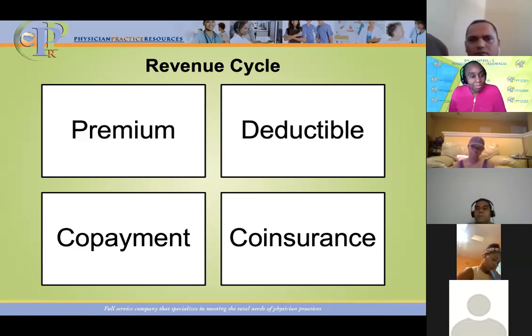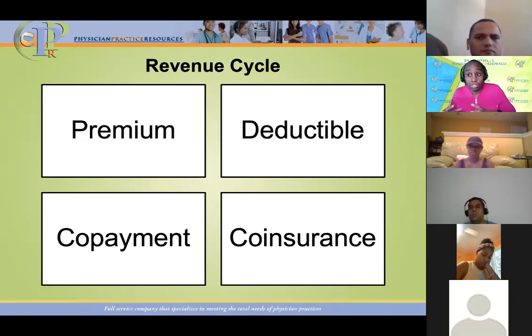What happens if I don't pay my premium? You get dropped, right? They're going to cancel my policy. It's just like car insurance. If you don't pay your premium, you're going to have a lapse in coverage. So sometimes we will have patients that present to us where their employer has not paid their premium, so they don't have insurance. So let's talk about right now during this pandemic.